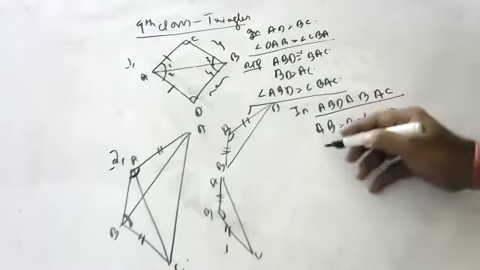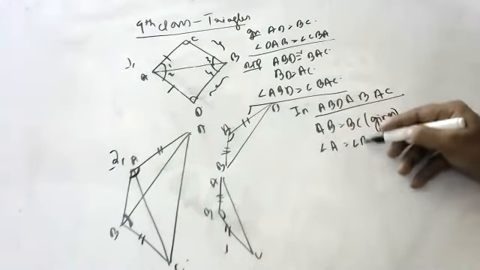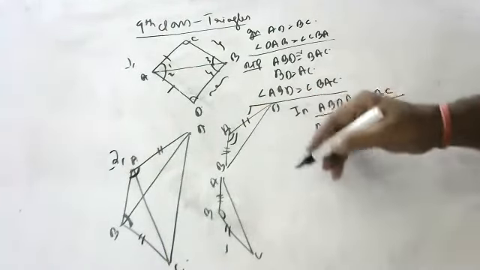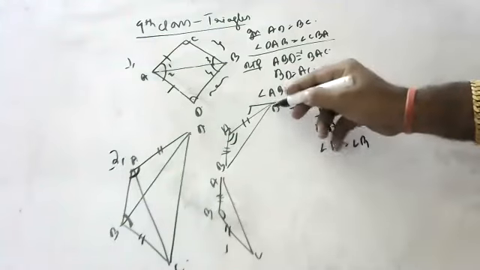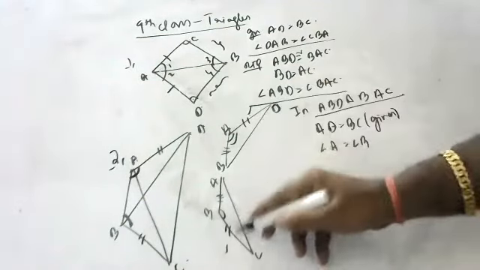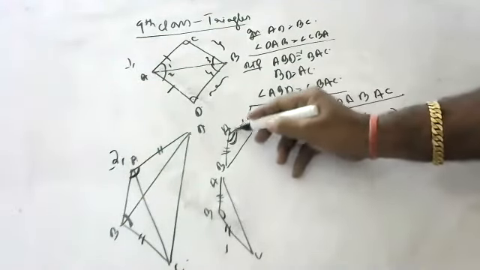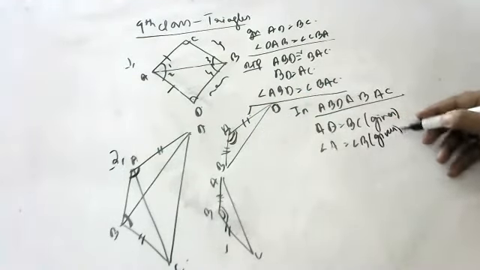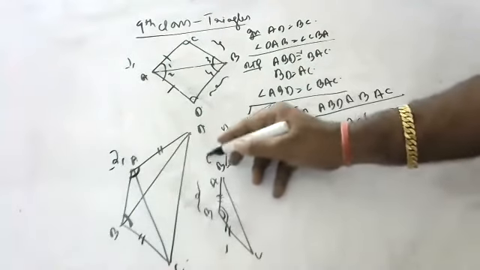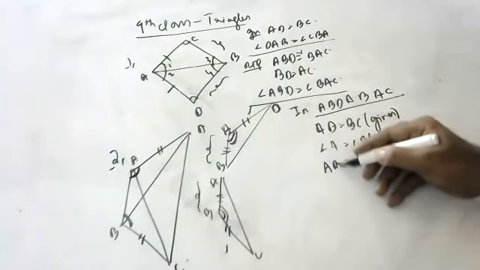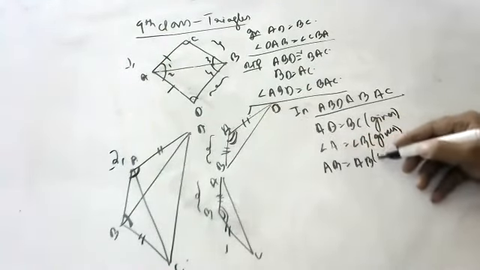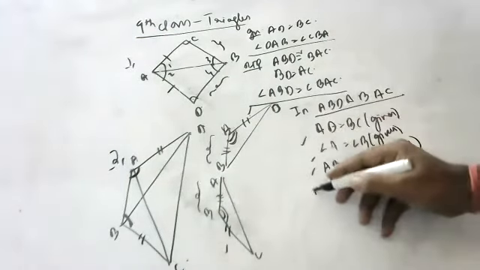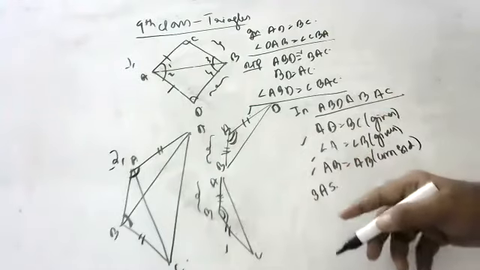Given: angle A is equal to angle B, and AD is equal to BC. Why? Given. And AB is equal to AB. Why? Common side. So by side-angle-side, yes, what are congruent, children?